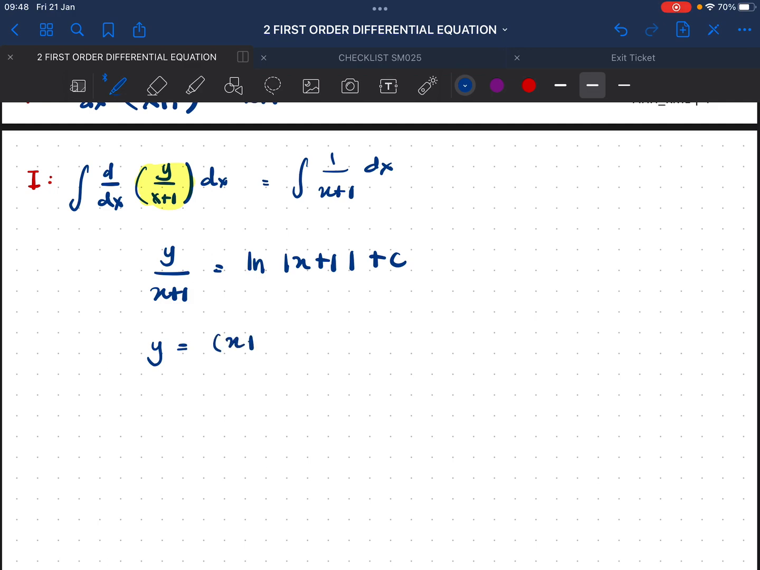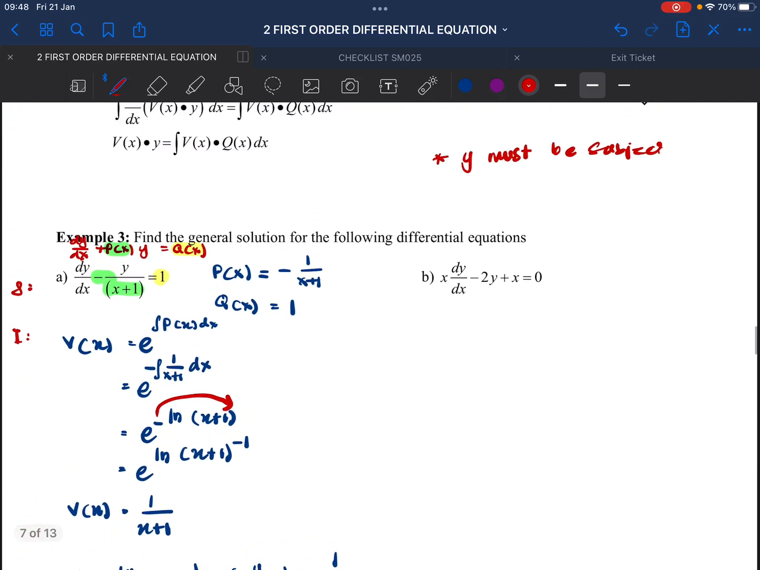So you will get (x + 1) ln|x + 1| + c. Okay, so this is our general solution by solving using integrating factor. Okay, so there are 5 steps.